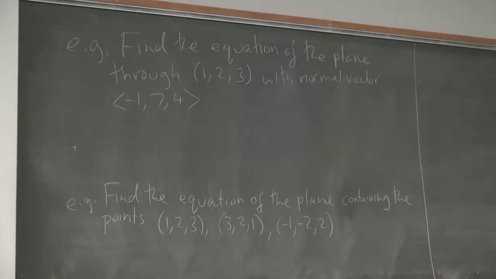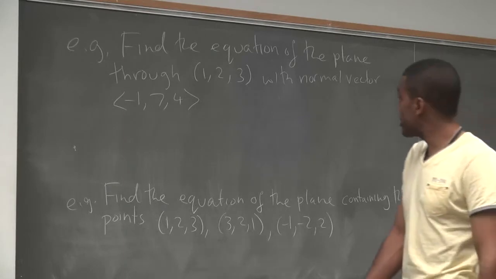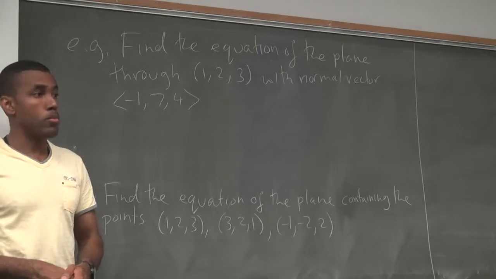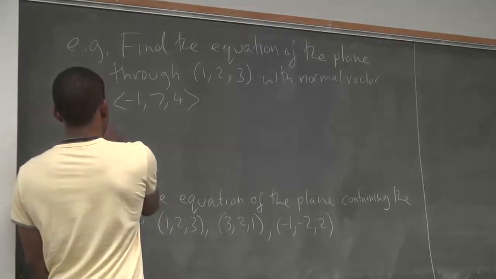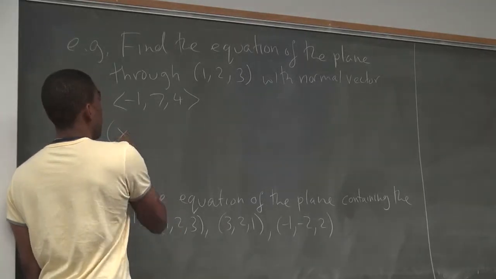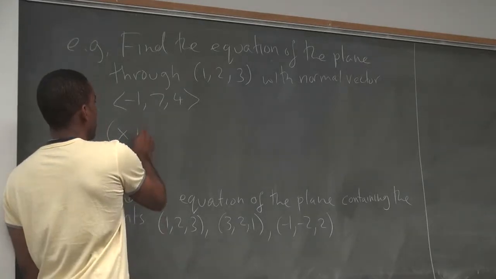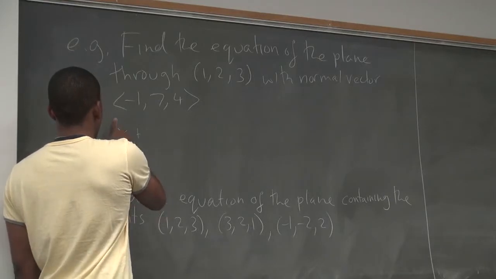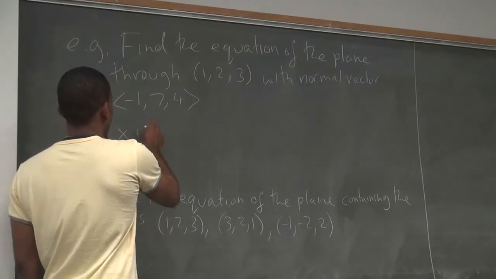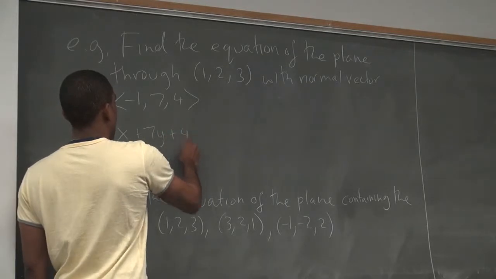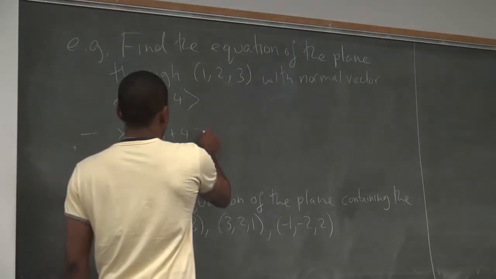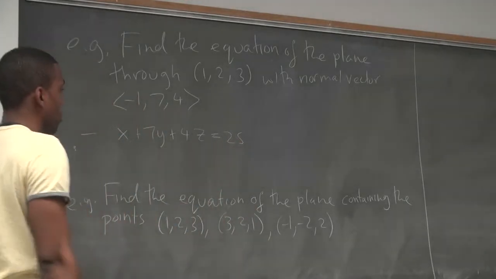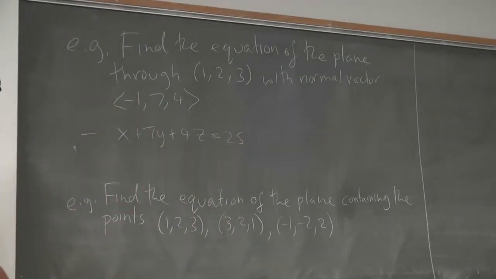Okay, what's the equation of the plane through the point 1, 2, 3? Normal vector minus 1, 7, 4. Minus x plus 7y plus 4z is equal to 25. Oh, I guess that's right.